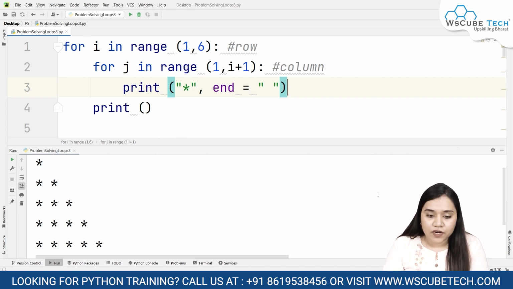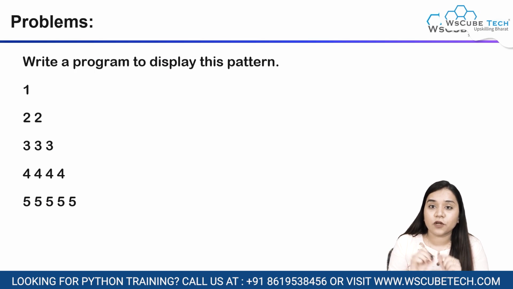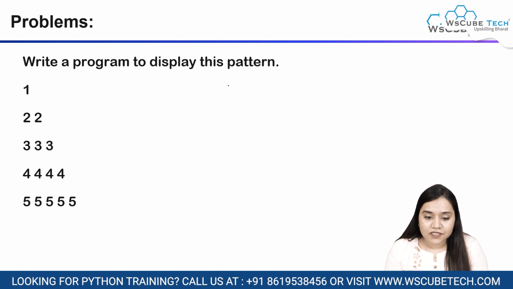Similarly, let's move ahead to our next question. If the concept of that block is clear, I guess you will be able to solve all kinds of pattern problems with just a small amount of logic that you need to put in. So our next question is 1, 2, 2, 3, 3, 3, 4, 4, 4, 4 and 5, 5, 5, 5, 5. So previously what was the triangle?